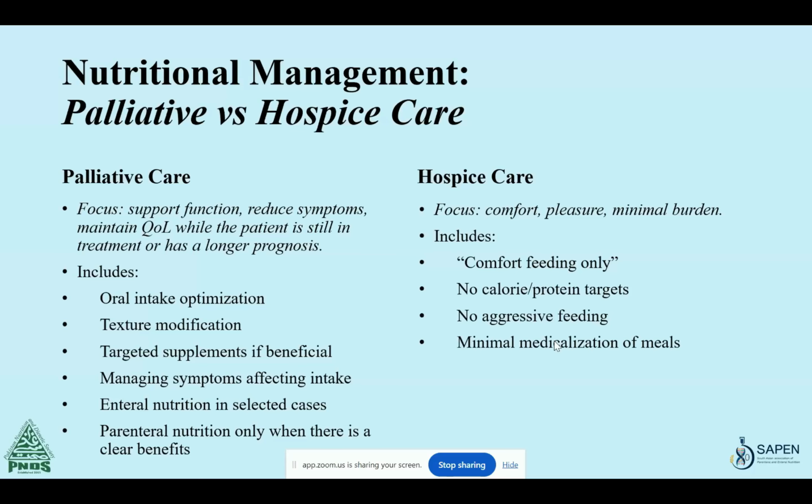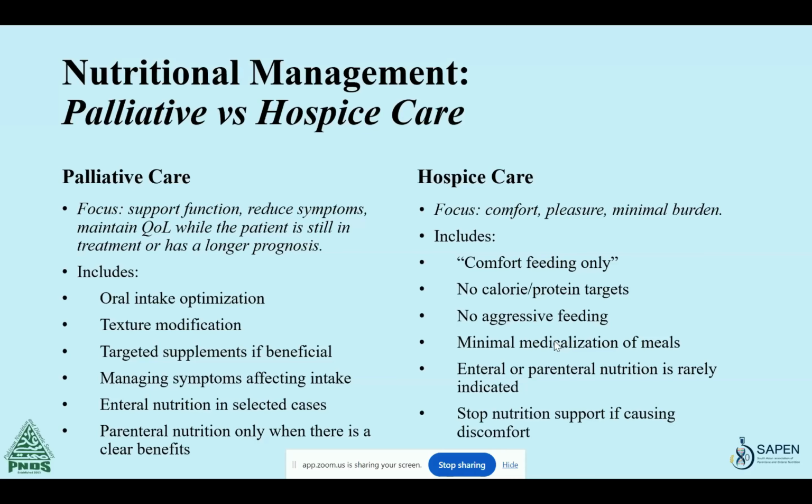And minimal medicalization of meals. EN or PN is rarely indicated when the patient has a terminal illness. Or if we are using them, it is because EN or PN is mandatory or required and there is no way of having oral nutrition, so we must be cautious about it. And stop nutrition support if it is causing discomfort. If NG feeding or any other type of feeding is causing any discomfort, we should reconsider it.